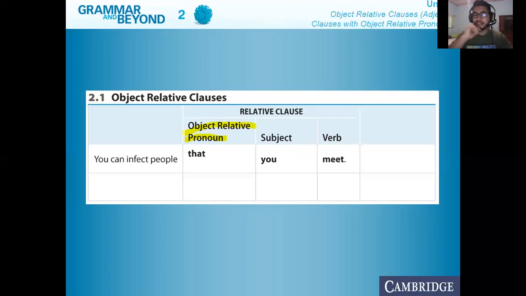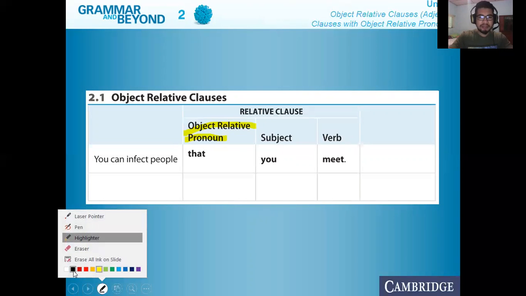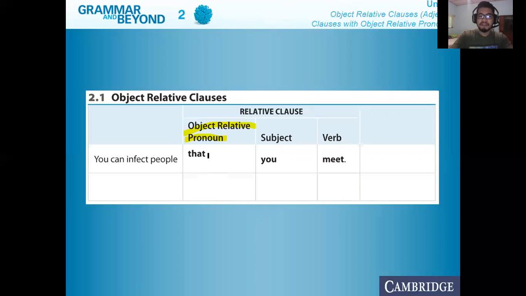Something that is really interesting over here is that I want to exemplify in the following to you. We're going to make this black so we make it kind of disappear. And if I erase this, I erase the that. You can say, you can infect people you meet. In that regard, you still have an object relative clause. What's the difference? That you erase the object relative pronoun.